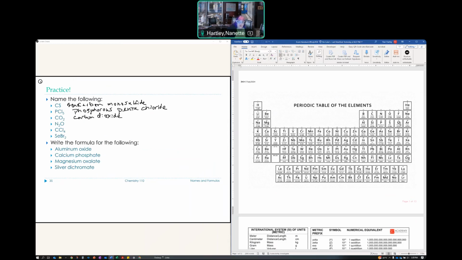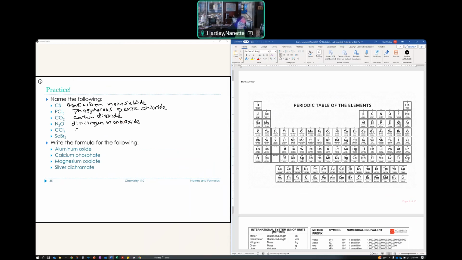Now, looking at N2O. Now, I know that N is nitrogen, but there are 2 of them, so I need to put di nitrogen. And then there's an O, but it is one of them, monoxide. If you just put one O in there, monoxide, that works too. It's not necessarily monooxide, although both are acceptable.